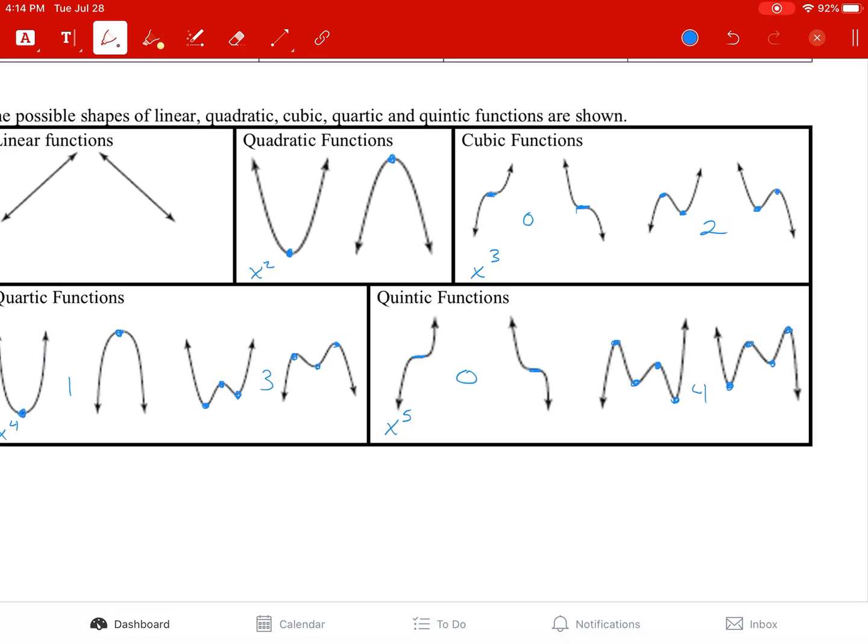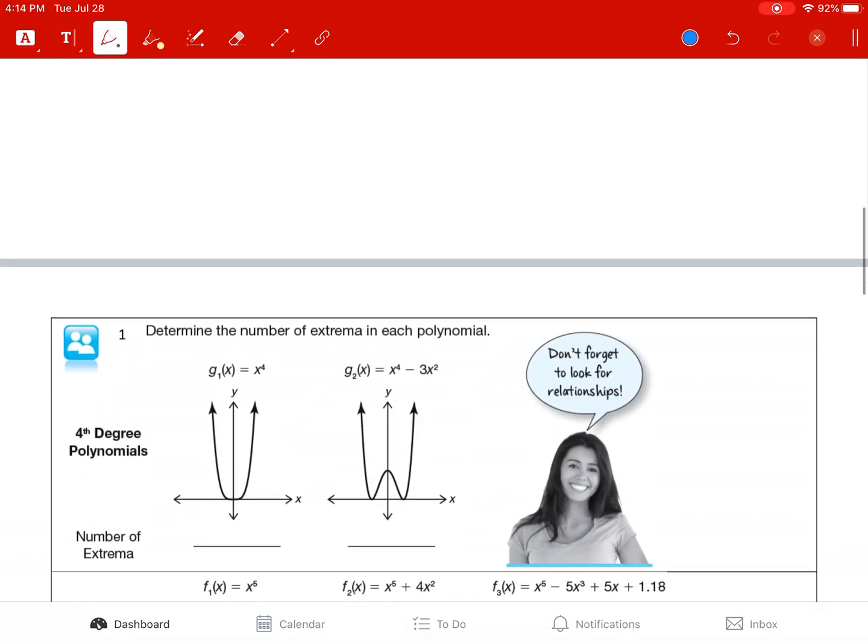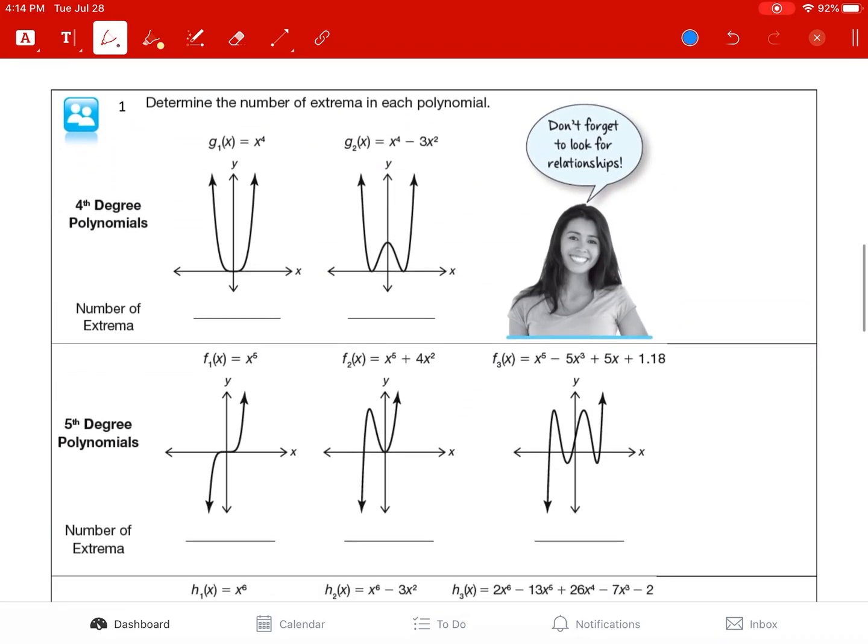Okay, so let's look at some examples that are a little more descriptive down here. All right, this has the different combinations you can get for a 4th, 5th, and 6th degree polynomial. Okay, so for the first one you can see we have x to the 4th. There is nothing else on it, just x to the 4th. This has 1 valley, so it has 1 extrema.